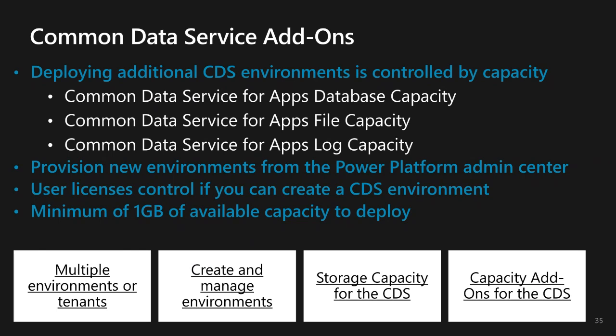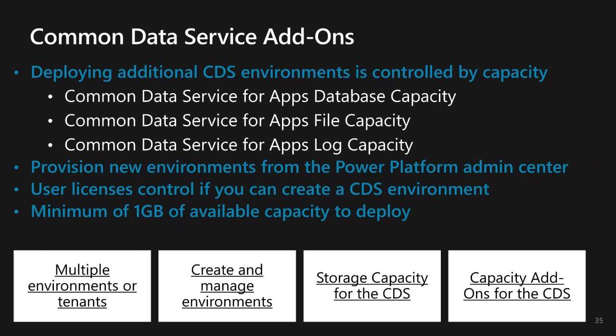And so each of these three types of capacity need to have enough capacity in order for you to deploy a new environment. New environments are deployed directly in the Power Platform Admin Center, and that's also where you can view what your current capacity is at. The user licenses that are assigned in Microsoft 365 Admin Portal is what controls whether or not a user has the security in order to create a new CDS environment.